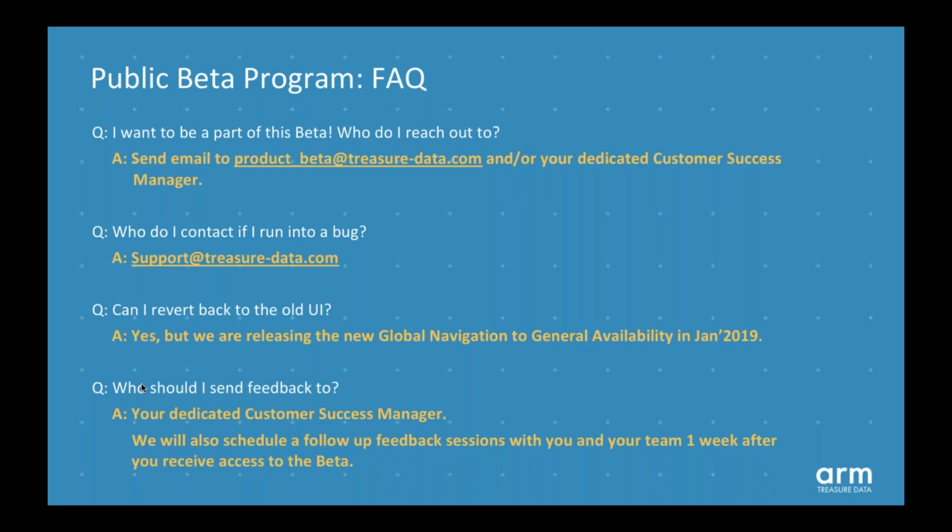Let's say you're on the new beta on the global nav and you run into a bug, who should you reach out to? You can reach out to our support team, support@treasuredata.com, and they will assist you and fix the item as soon as possible. And let's say you wanted to switch back to the old UI, that is an option. However, we are pushing the global navigation live to all our clients in January 2019. So the switch will be in January 2019 to the new global navigation for all clients.